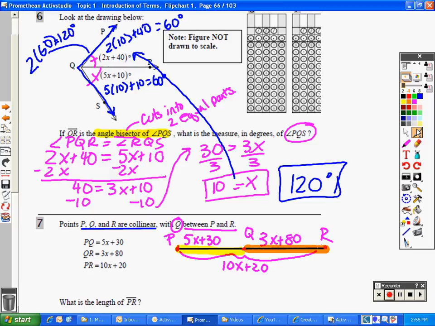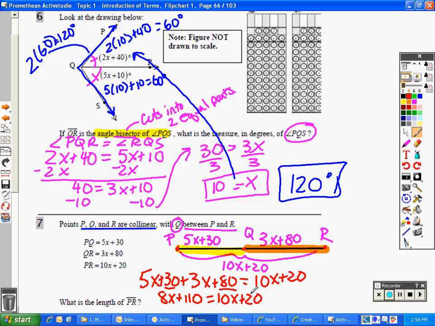We are not told that it is bisected, so we cannot assume that these 2 parts are equal. But we do know that the 2 parts, 5x plus 30 and the other part, 3x plus 80, add up to the whole thing, 10x plus 20. So we're just going to solve this whole algebraic expression. I'm going to have to do it a little crammed in here. 5x and 3x is 8x. 30 and 80 is 110. And that equals 10x plus 20.